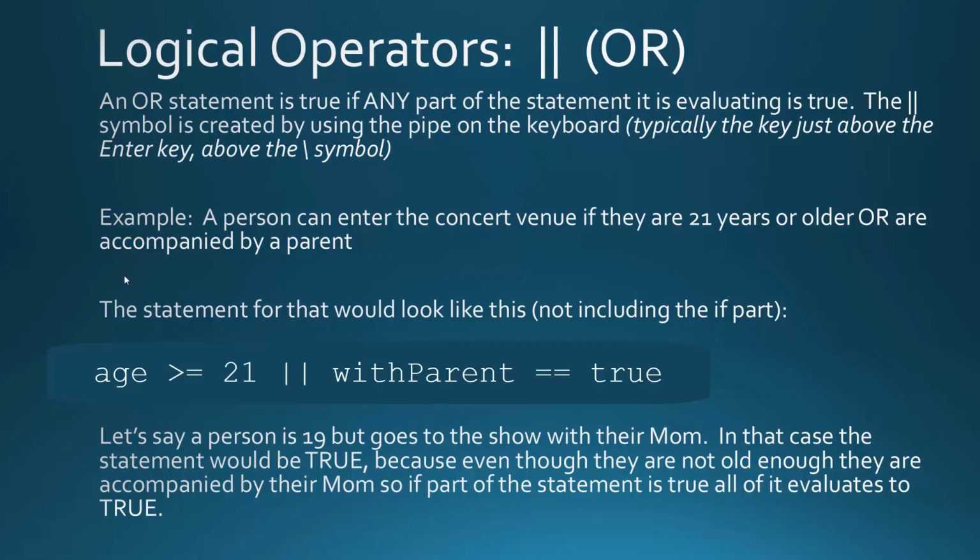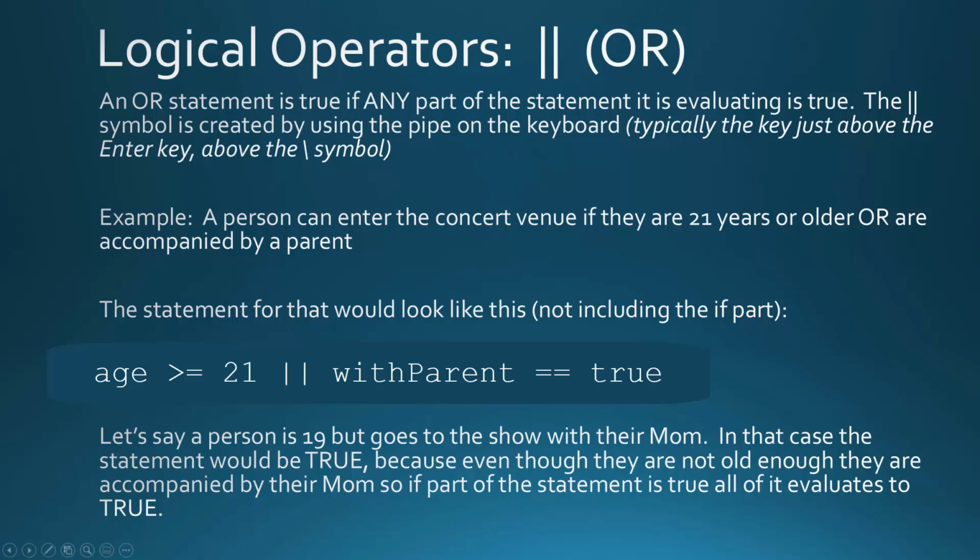An example of this could be a person can enter a concert venue if they're 21 years of age or older or are accompanied by an adult. So the statement would look like this: age is greater than or equal to 21, or with parent is true, equal to true. So let's say a person's 19 but goes to the show with their mom. So although they are not greater than or equal to 21, because we're using an OR, if they're with their parent, this whole thing would evaluate to true.